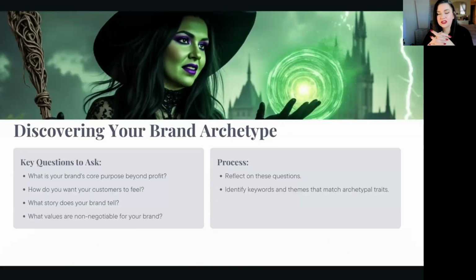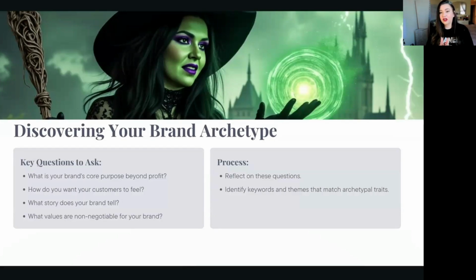How do you want your customers to feel? We've talked about this so many times: people buy, they remember how you make them feel, not what you said or what you did, but how they felt, right? And so everything with marketing should come back to how do you want your customers to feel? And this could be, they could feel taken care of, they could feel understood, they could feel seen, they could feel that they trust you with their problems. What story does your brand tell? Again, so many different options here of what we can do. That's very personal.